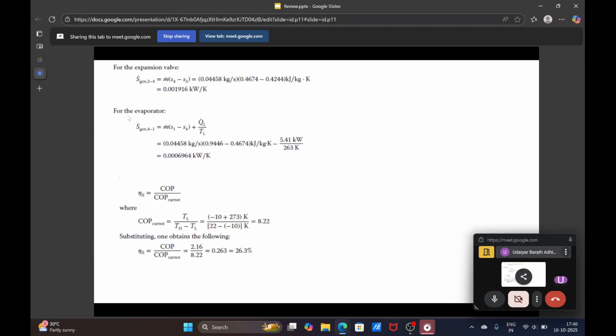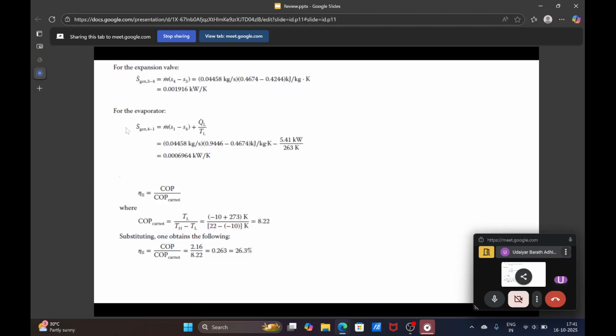In case of evaporator, that is heat addition and not heat rejection. So here we get Sgen is m dot (S1 minus S4) plus QL by TL. So whatever cooling space is, that is rejecting heat to the cycle. So QL is minus 5.41 from the perspective of the room, divided by the room temperature, which is minus 10 degrees Celsius. So 273 minus 10 is 263. This plus m dot into (S1 minus S4).